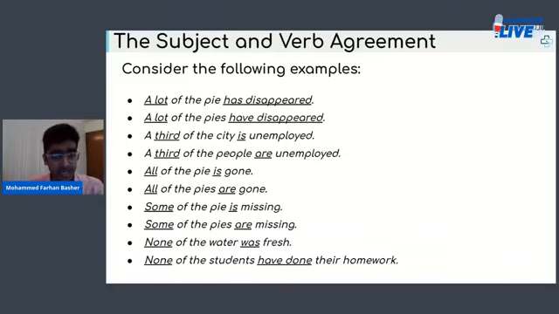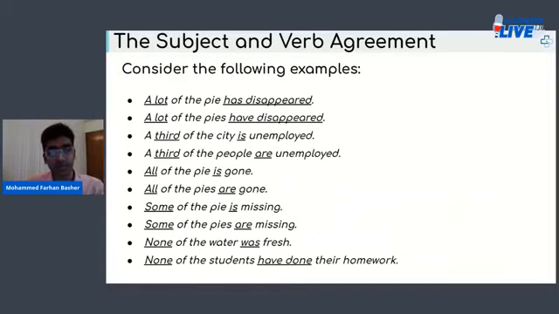Similarly, a third of the city is unemployed. In this case, you are referring to the people of the city, not the city itself, because the city itself cannot be unemployed. When we talk about a city, we actually refer to the people living in the city. But with your choice of word here, you're referring to them with the word city, right? So since the word city is singular, the verb following must be singular as well. But the underlying meaning is understood.